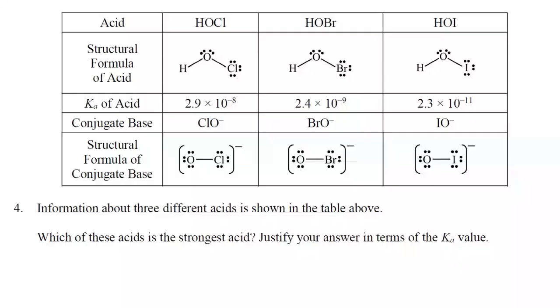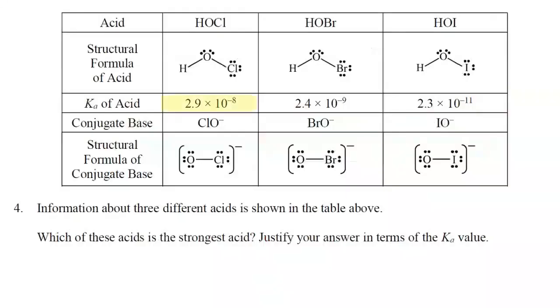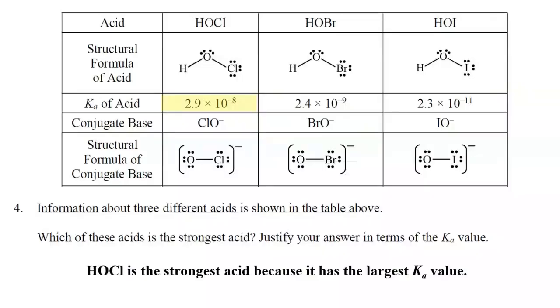So question 4 says the following. Information about 3 different acids is shown in the table above. Which of these acids is the strongest acid? Justify your answer in terms of the Ka value. In an earlier video, we discovered that when comparing different acids, the stronger acid is the acid that has the higher Ka value. So looking at these three acids, the highest Ka value would be for hypochlorous acid, or HOCl. And so just based on comparing the magnitude of the Ka values for these three acids, we can say that HOCl is the strongest acid because it has the largest Ka value.